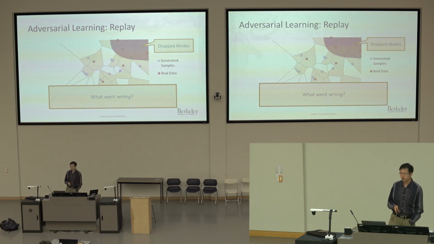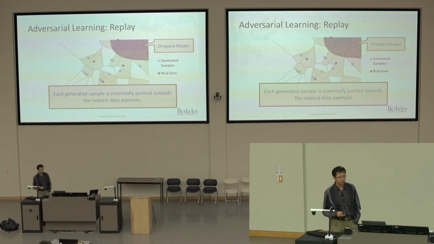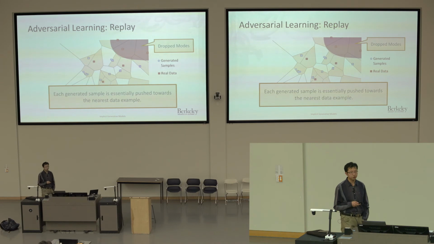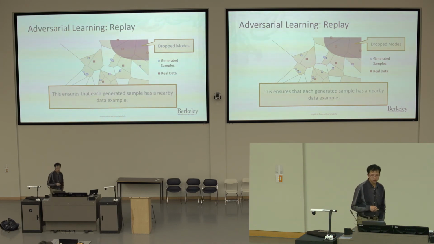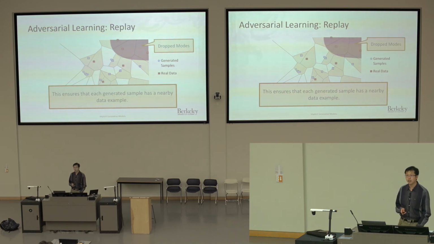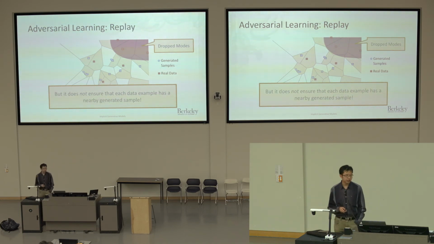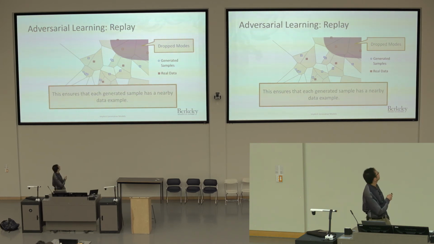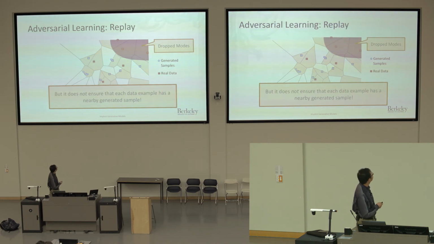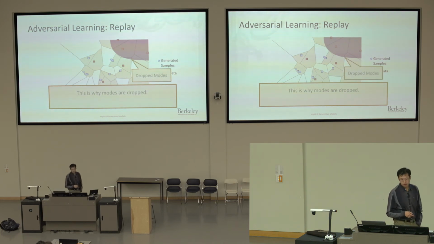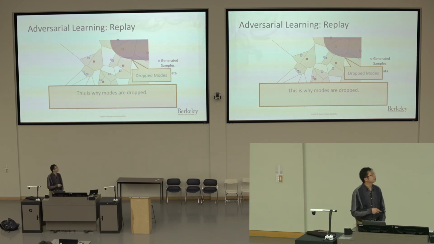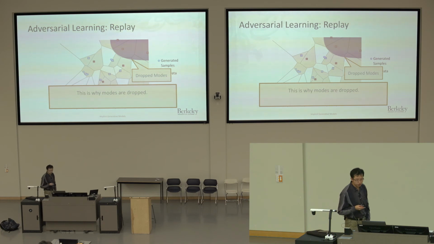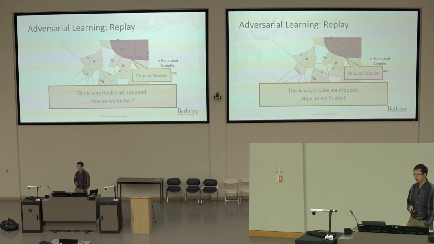So what actually went wrong here? Essentially, each generated sample is pushed towards the nearest data example. That's basically what it did. This makes sure that each generated sample has a nearby data example. But what it doesn't ensure is that each data example has a nearby generated sample. Notice that we flipped the direction here. Previously around every blue point we have some nearby red square, but it doesn't make sure that around every red square we have some blue circle. And so that's why modes are being dropped. It's because you have these data points that are in some sense not being selected by any of the samples.